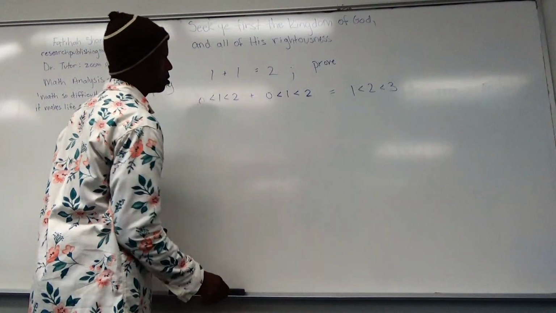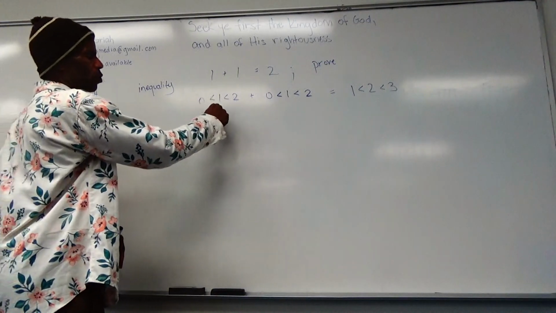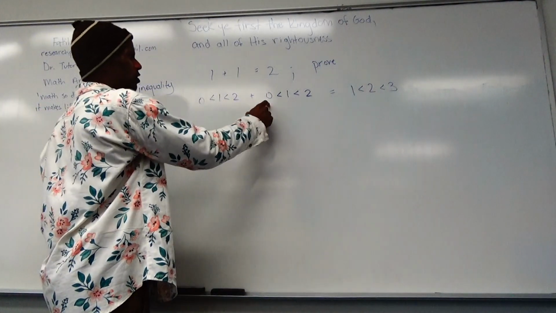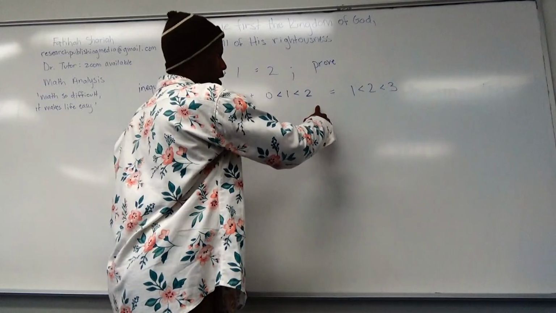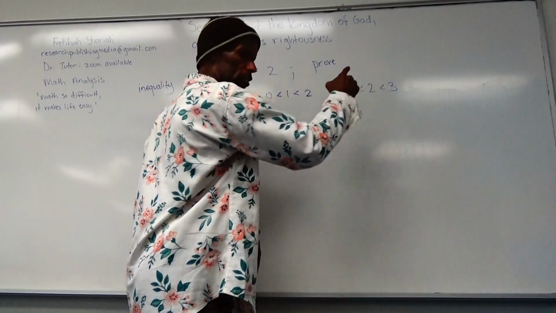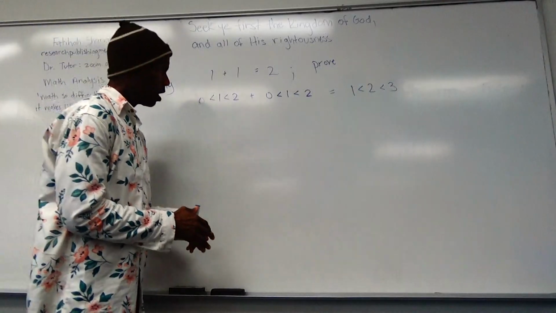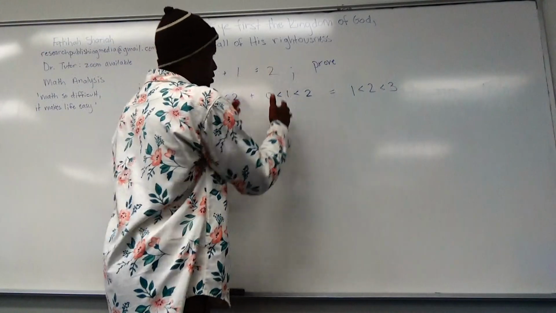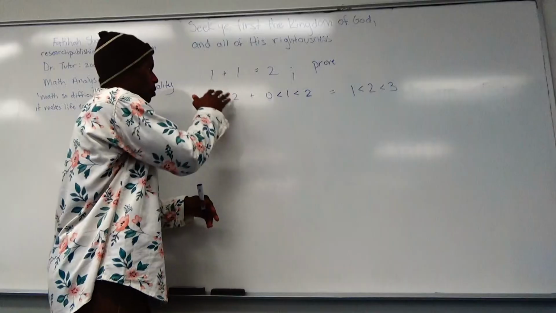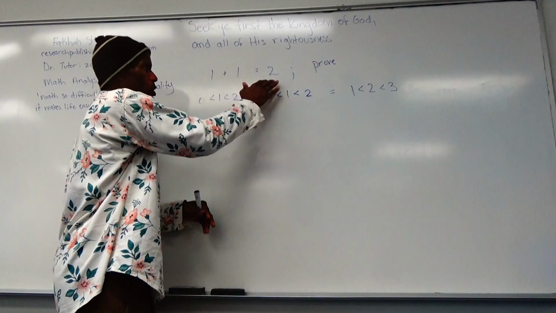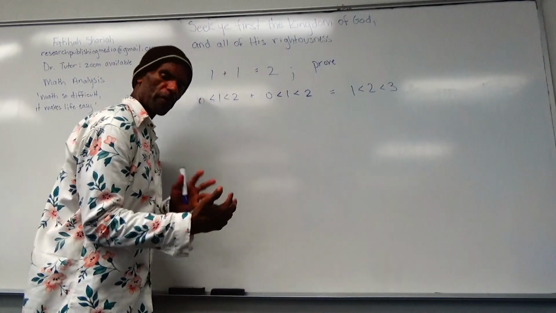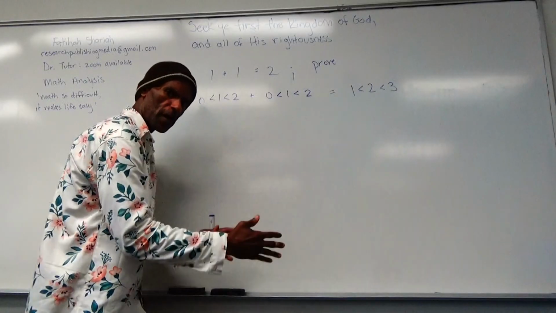So, now, we have 0 less than 1 less than 2 plus 0 less than 1 less than 2 is equal to 1 less than 2 less than 3. So then what do we do now? Okay, so we want to put a value on these again. We don't know what 1 is, we don't know what 2 is. So we have to put a value on that. You got to define that.